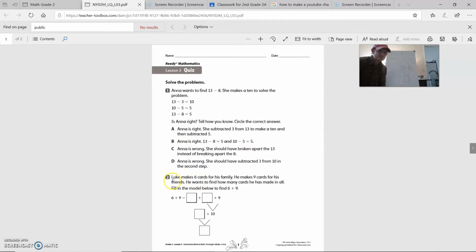Let's move on to number 2. Number 2 says, Luke makes 6 cards for his family. He makes 9 cards for his friends. He wants to find out how many cards he has made in all. Fill in the model below to find 6 plus 9. So luckily for us, we didn't even have to use our skills from before to figure out if this was a subtraction or addition problem. They are going to tell us. But just so we know, if you ever see in all, that probably means it's addition, because in all means all together, which is adding. But anyway, let's find out 6 plus 9.